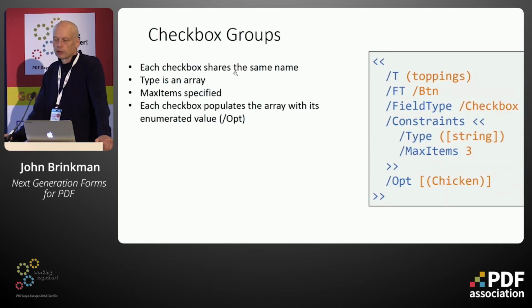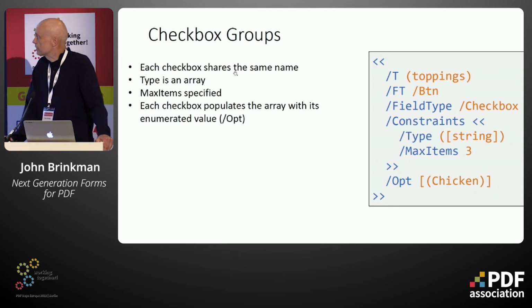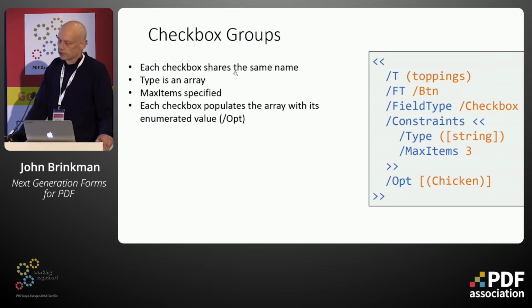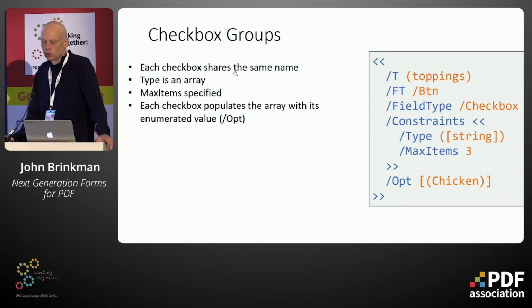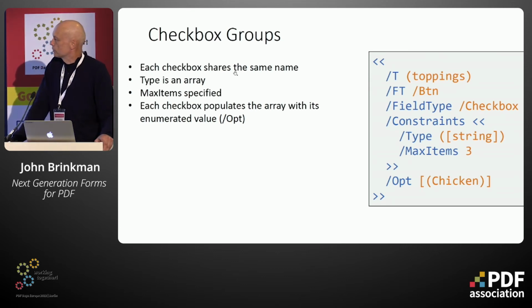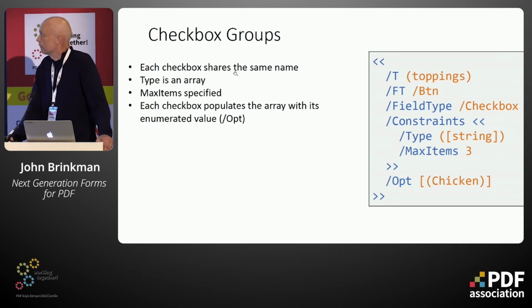So the way we would declare this is you would have a group of checkboxes, each with the same name, and you can see that the constraints dictionary says that it's going to be a type of array of strings, and that the array has a maximum number of items of 3. And then each checkbox would assert what its enumerated value is, right? You put that all together, and you get that checkbox group behavior I just showed you, again without having to write any expressions or anything.